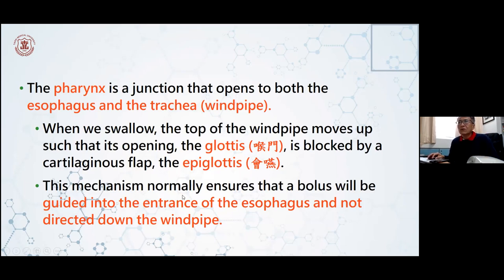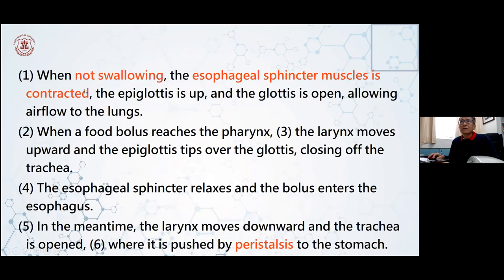So the mechanism normally ensures the bolus will be guided into the entrance of the esophagus and not directly down into the wider pipe. So the epiglottis is very critical in the swallowing. Some patients, some people have a problem in the normal function of the epiglottis. So when they eat, the foods will move into the wide pipe, the trachea, and cause a serious problem. So how does the epiglottis control the food swallowing?